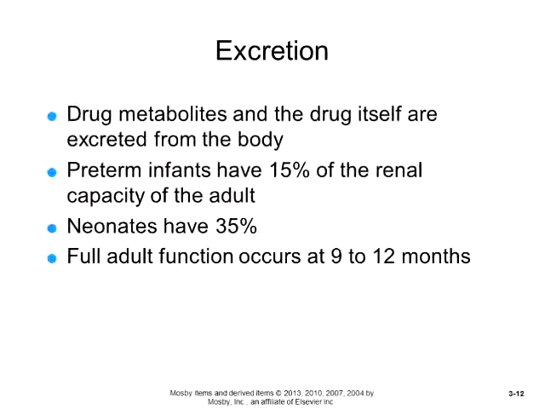Preterm infants have 15% of the renal capacity of adults, so you see they have a reduced amount. It's going to take them a little longer to get rid of all that medicine. Neonates only have 35%. Full adult function occurs between 9 and 12 months. So dosages are adjusted because of that.